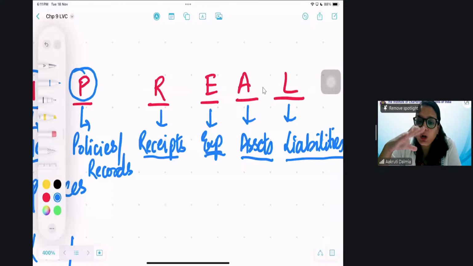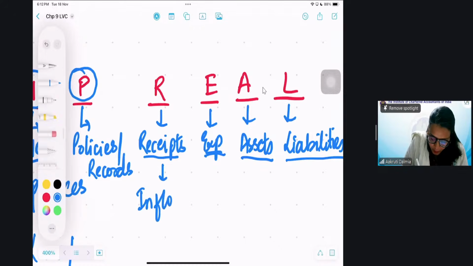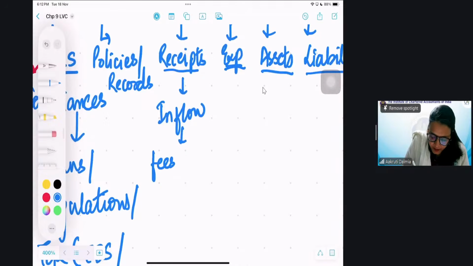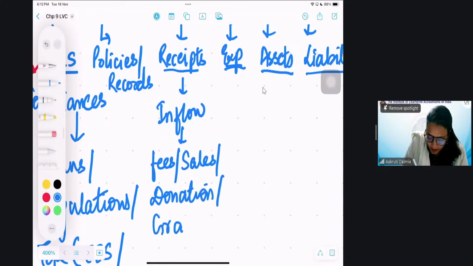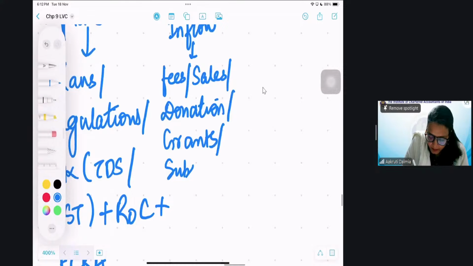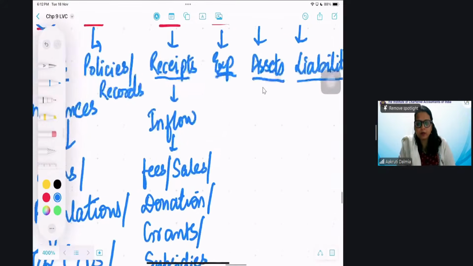So if I have taught you NGO and I taught you donations and grants, but when we are auditing a hotel, there also you have to audit receipts. But in a hotel, will you find donations and all? Will that be a priority item? But is it still verification of receipts when you're checking room billing and room income? So it is revenue. Receipts means any kind of inflow. Just remember, any kind of inflow. This inflow can be fees, sales, donations, grants, subsidies, any kind of thing.